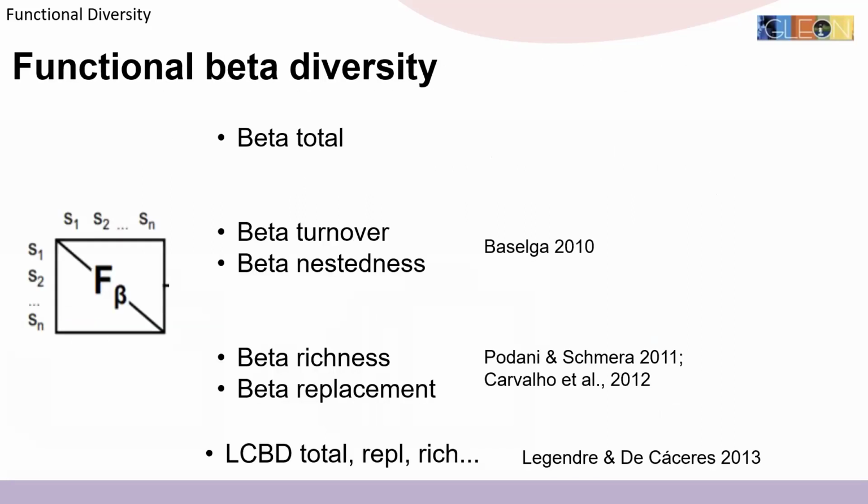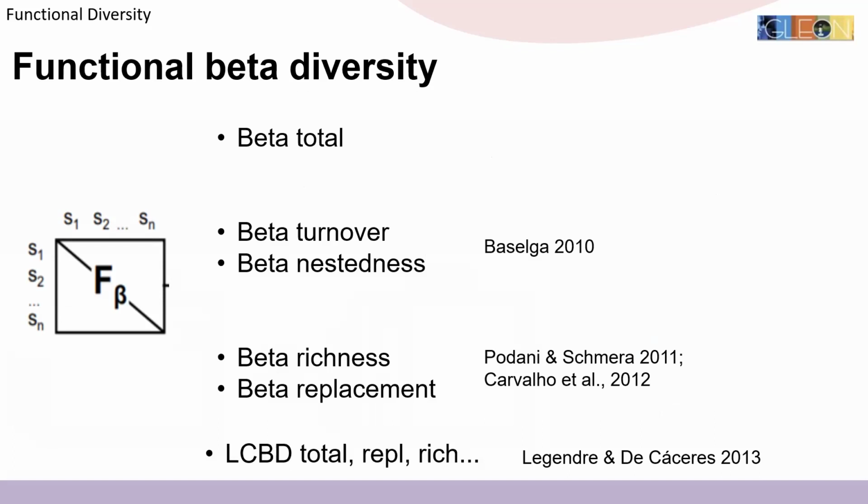So these are the indexes for alpha diversity, these ones that I showed you: the functional richness, functional evenness, functional divergence, functional dispersion, and the CWM. But as we can calculate functional diversity for alpha diversity, we can also calculate it for beta diversity.